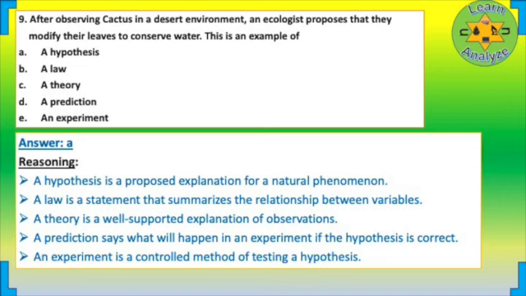The answer to the question is option A, because a hypothesis is a proposed explanation for a natural phenomenon. A law is a statement that summarizes the relationship between variables. A theory is a well-supported explanation of observations. A prediction says what will happen in an experiment if the hypothesis is correct. An experiment is a controlled method of testing a hypothesis.